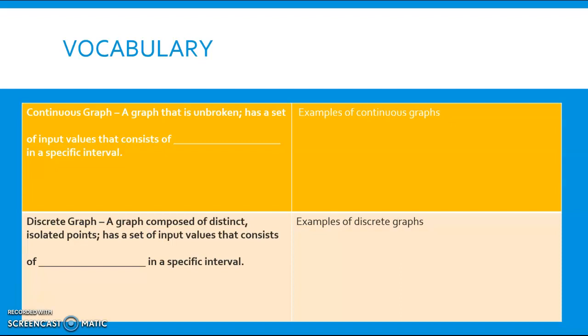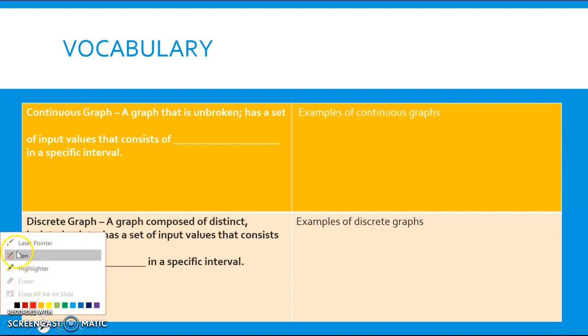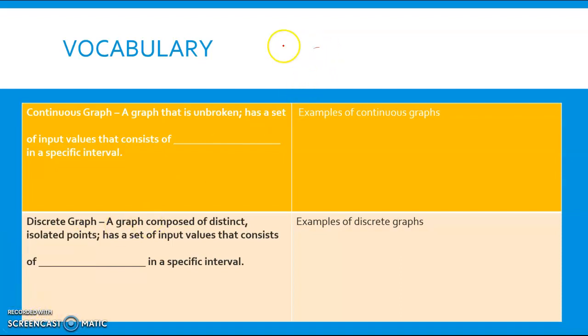Usually. A continuous graph is a graph that's unbroken, right? It has a set of input values that consist of, let me make sure I get my little red dot going. Nothing yet, huh? Let me get that pulled up. There you are. All right. Consists of all numbers of a specific interval. So some examples of continuous graphs, I'll just go ahead and sketch them over here for you.